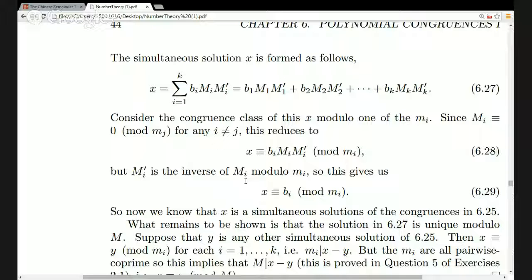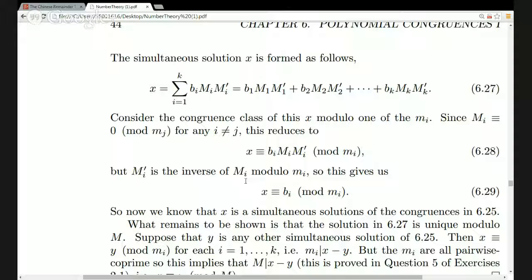But then, x reduces to this modulo little mi, because all the others are 0, but then these two are inverses of each other modulo mi, so they cancel, or they multiply together to give 1 modulo little mi, so you're just left with the bi. Okay? So when you look at this number here, with regard to any of these moduli, everything disappears except the one term, which has the relevant b in it, and the other two bits are inverses of each other, so they disappear.